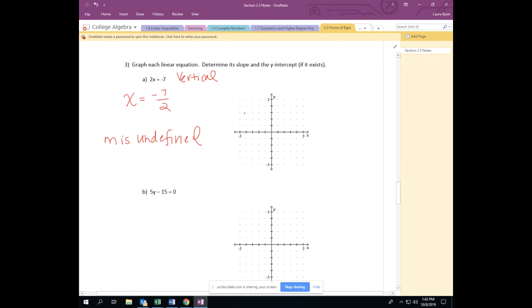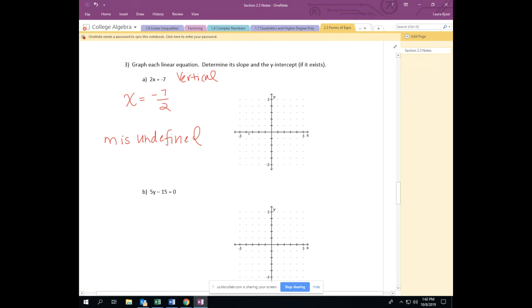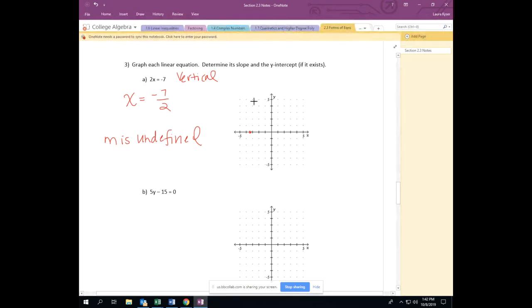That's just something you're going to have to memorize. Now, to determine the y-intercept, we can take a look at the picture of the graph. It's a vertical line through -7 halves, which is -3.5. 1, 2, 3.5, right about there. And then I'm going to draw myself a vertical line through about here.